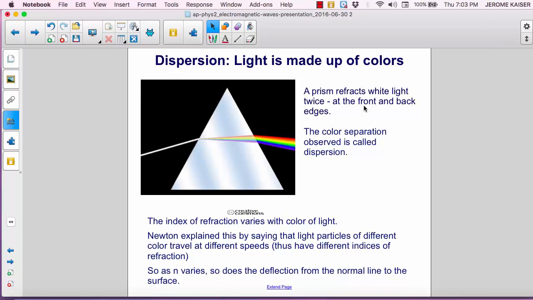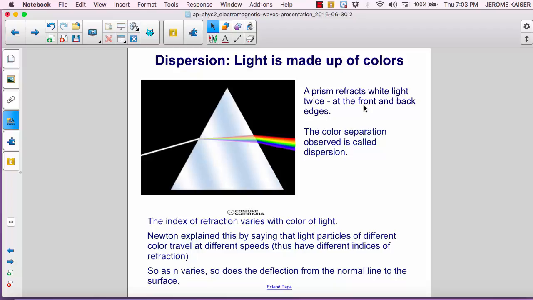There was a third phenomenon that Newton explored, and that was dispersion. That is, we can see that light is made up of colors. When white light is passed through a prism, it refracts twice. Once as it passes from the air into the glass, and then again as it passes from the glass back into the air. As a result, we find that different colors emerge.